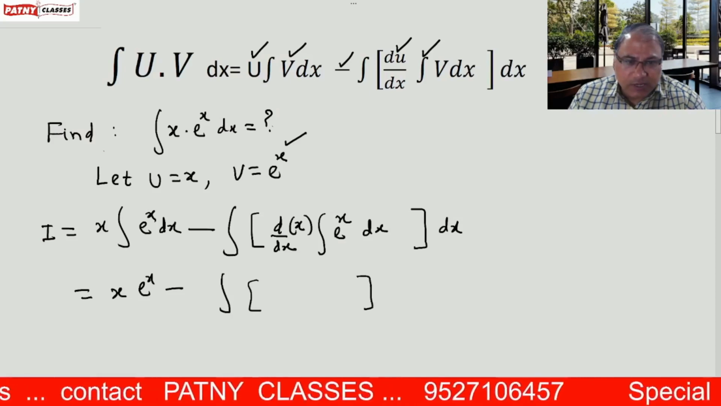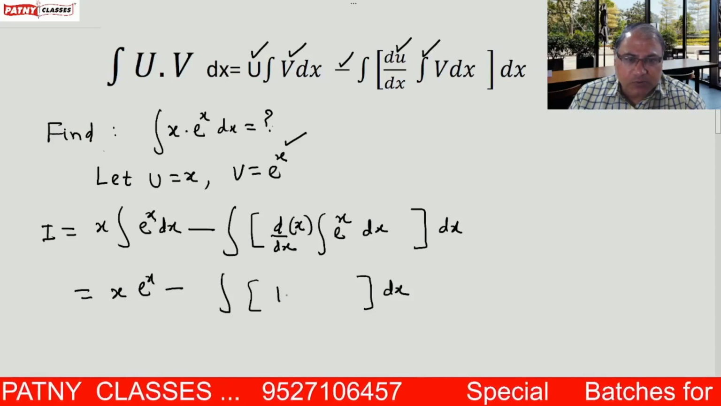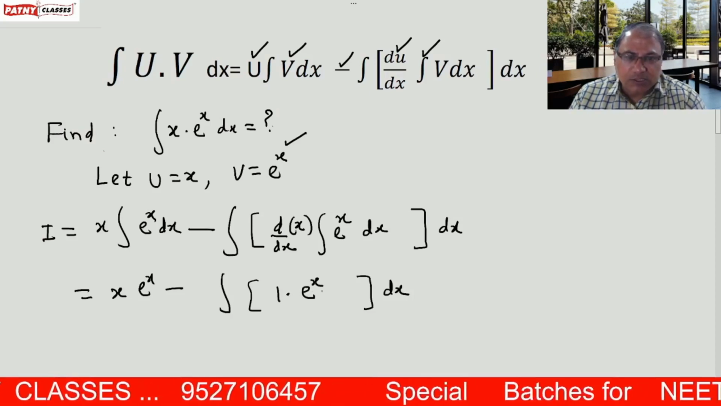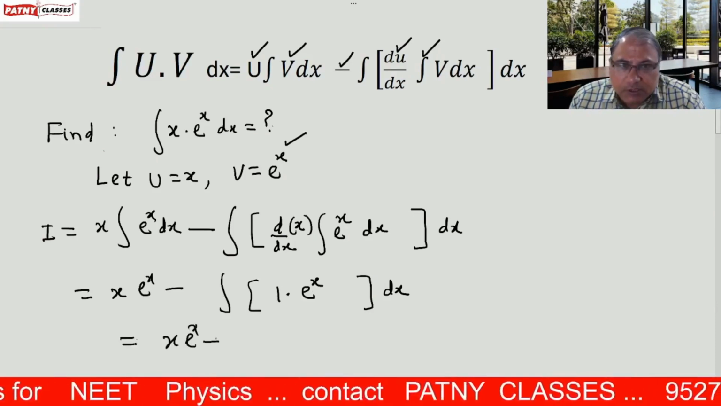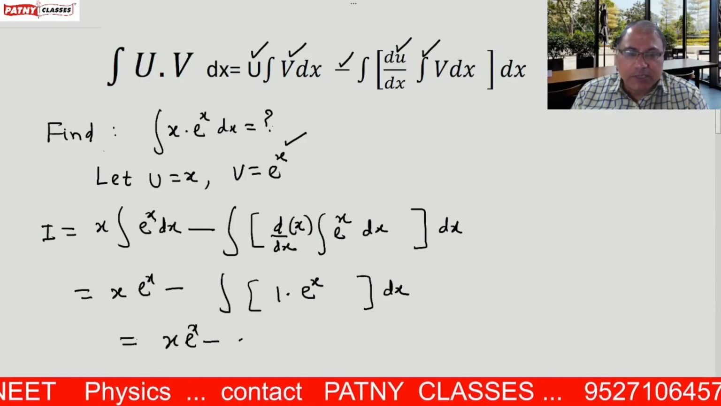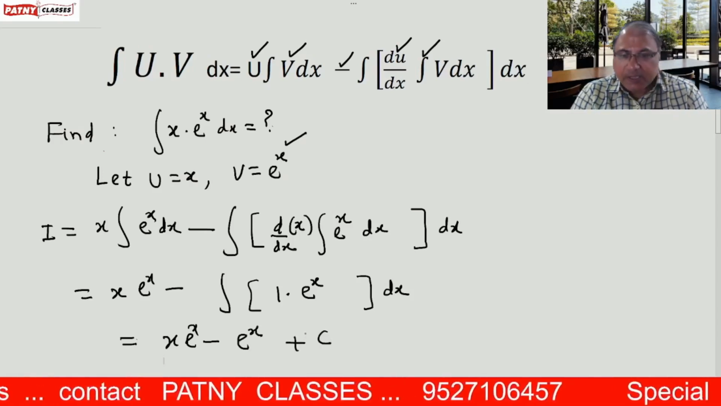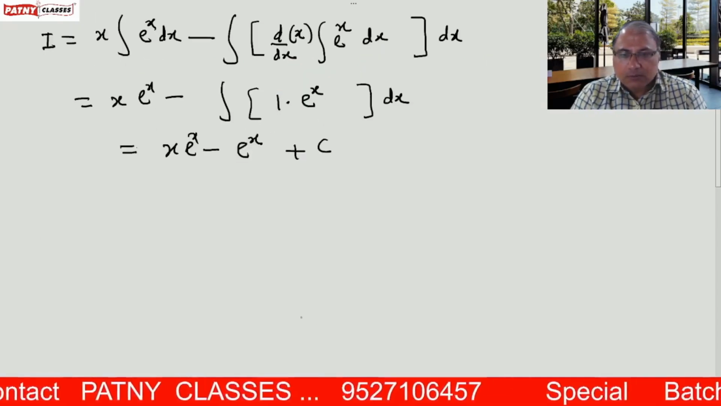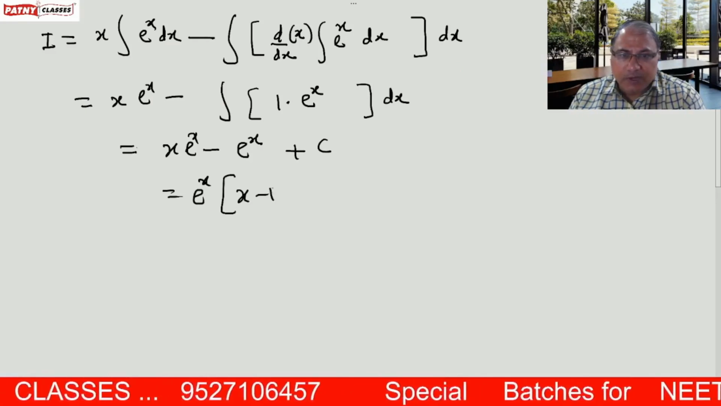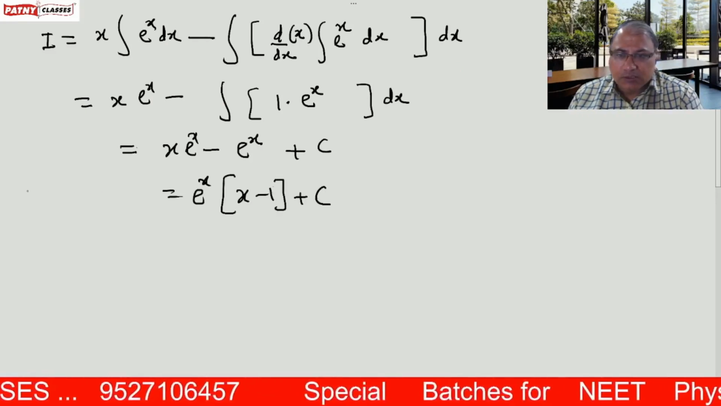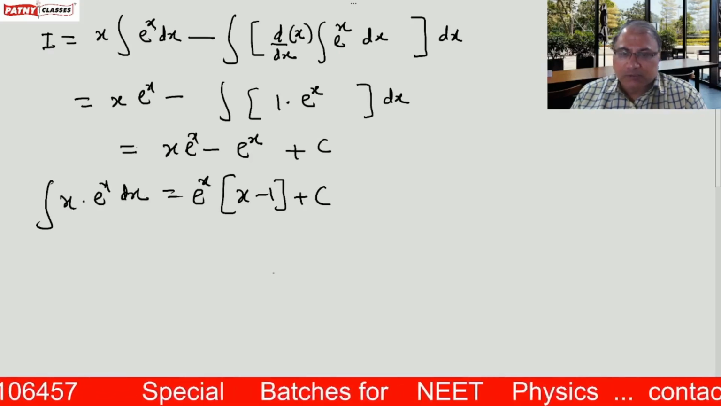Let us see what is the result inside the box. Derivative of x is 1, integration of e raised to x, equals to x e raised to x. Integration of e raised to x is e raised to x, plus c. Now we can take e raised to x common, so we get here x minus 1 plus c. This is nothing but integration of x e raised to x with respect to x.